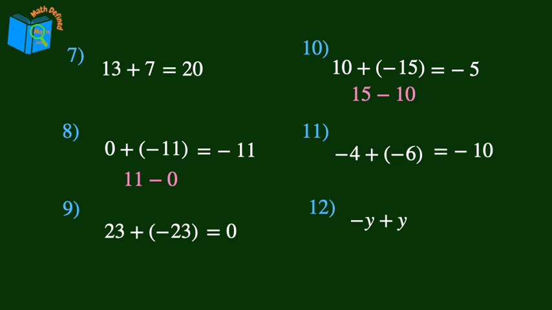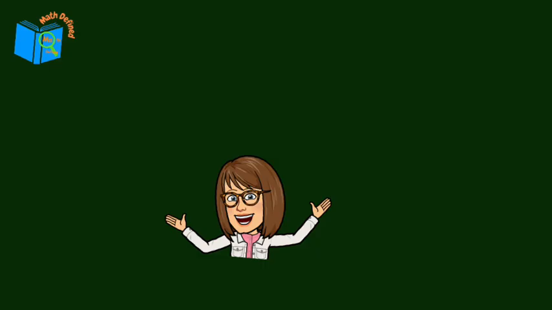And our last problem has a pair of variables that are opposites, negative y added to positive y. Following our rules, adding a pair of opposites always results in a zero sum. And there you have it. Adding integers is all about knowing the rules and practicing.